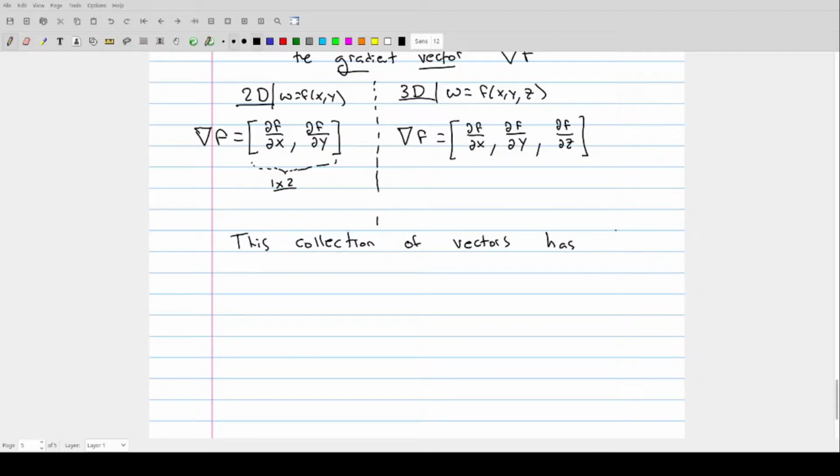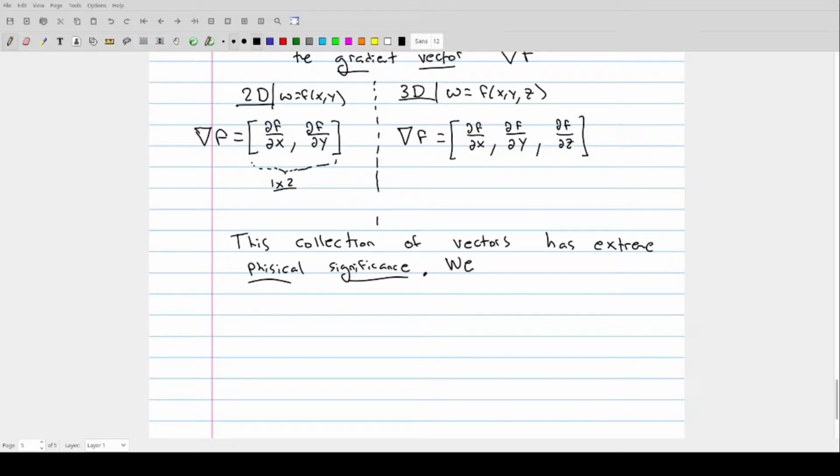So this collection of vectors has extreme physical significance for any given multivariable function, whether the function is describing temperature or height. One of the things that we'll prove eventually when we get to what's called the directional derivative is that at any given point, the gradient vector points in the direction of fastest increase of the function.